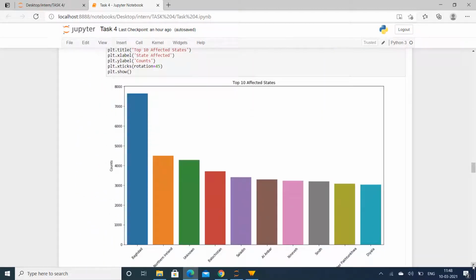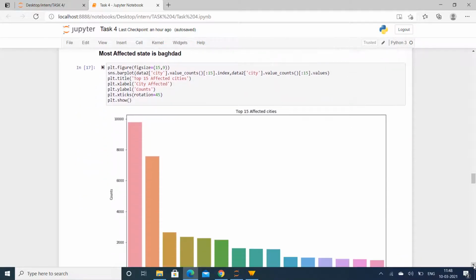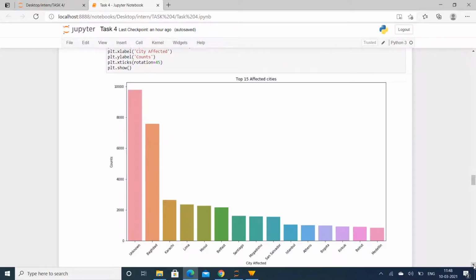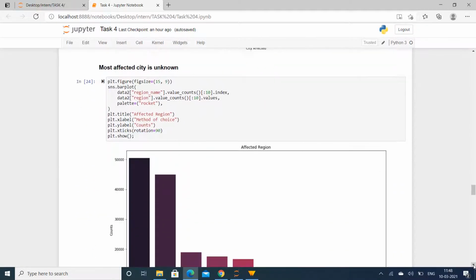Here I plot the graph for the most affected states in the world. From the graph we see that Baghdad is the most affected state. Then here I plot the graph for the top 15 affected cities in the world. So the first one is unknown, but the second one is Baghdad.